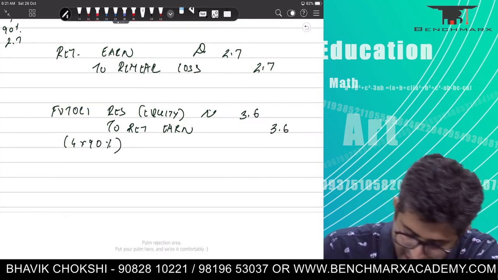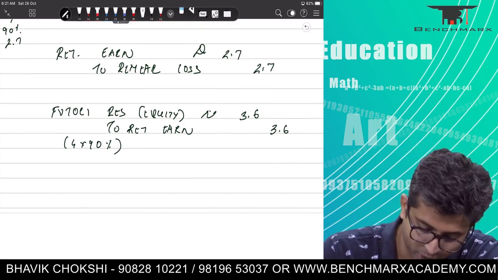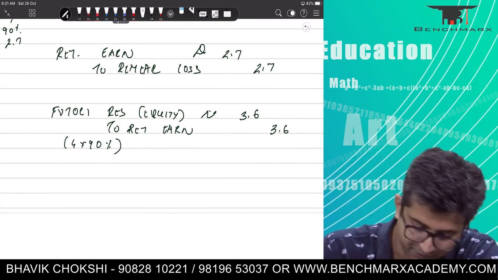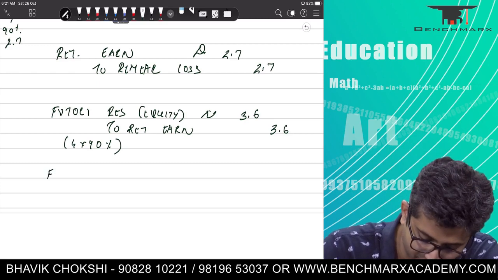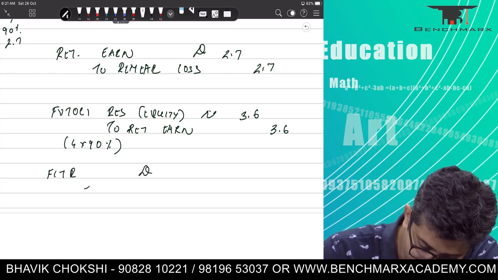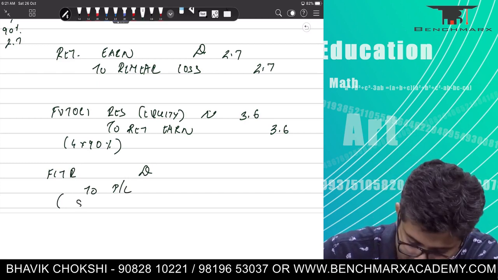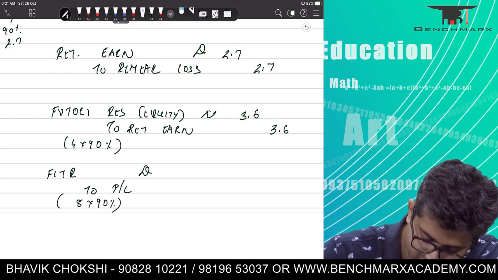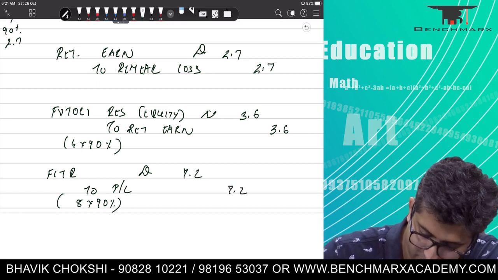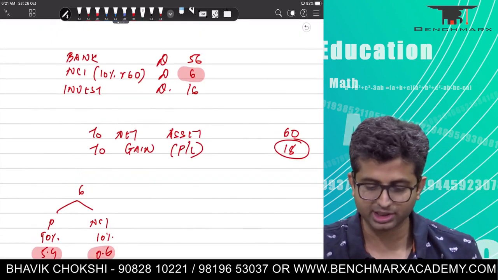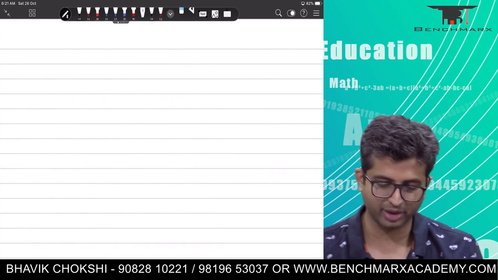And lastly, FCTR, this is a reclassifiable OCI, again it's a reserve of 8, we are assuming it's a profit, so FCTR will be debited and the statement of P&L will be credited. So this is 8 into 90%, this comes to 7.2. Okay, so this takes care of all the questions as such.